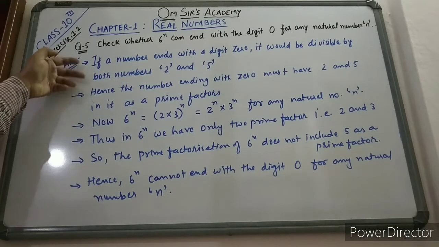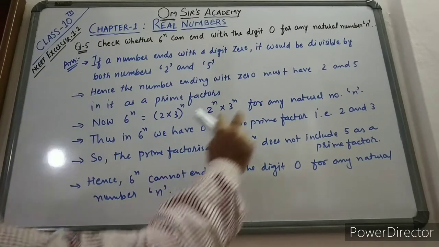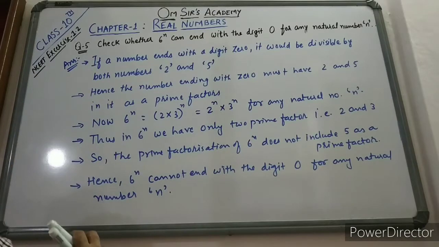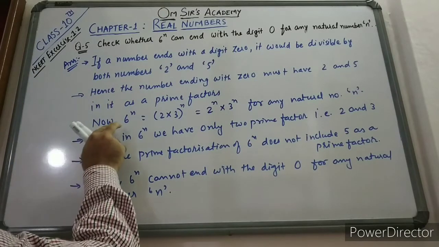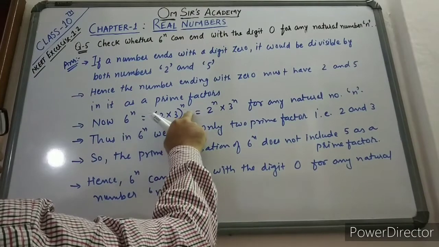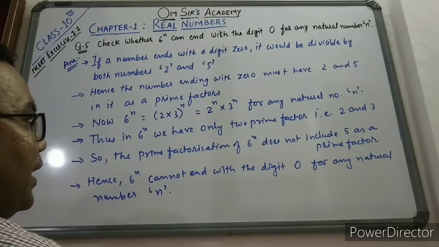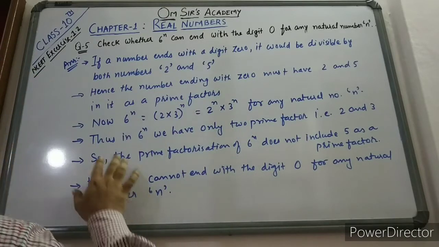Second, hence the number ending with 0 must have 2 and 5 as prime factors. So if we look at this concept the other way, we can say that in its prime factors there should be 2 and 5. Is it clear? Now, the prime factors of 6 raised to n will be 2 into 3 whole raised to n, that is 2 raised to n into 3 raised to n, for any natural number n. N can be any natural number, right?